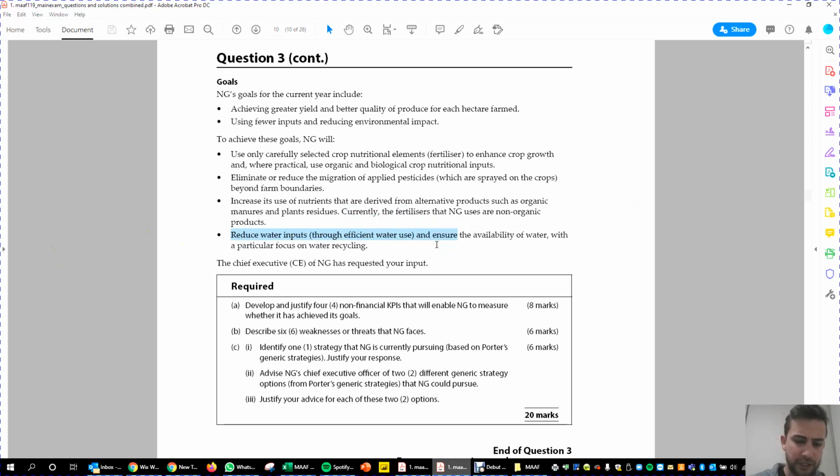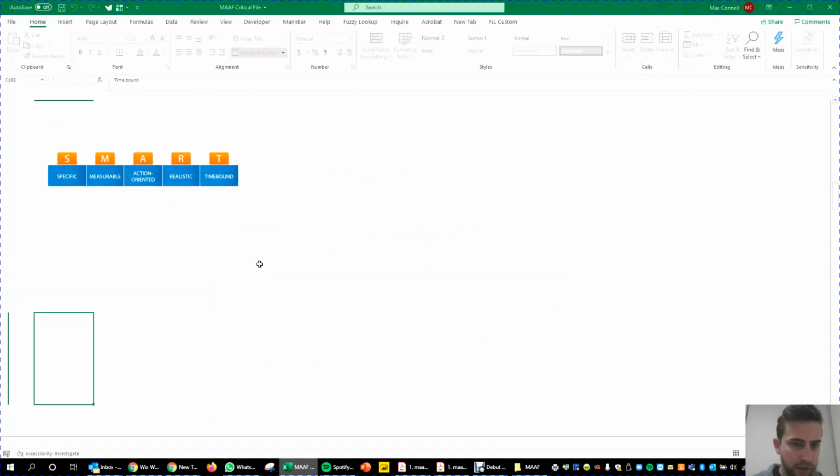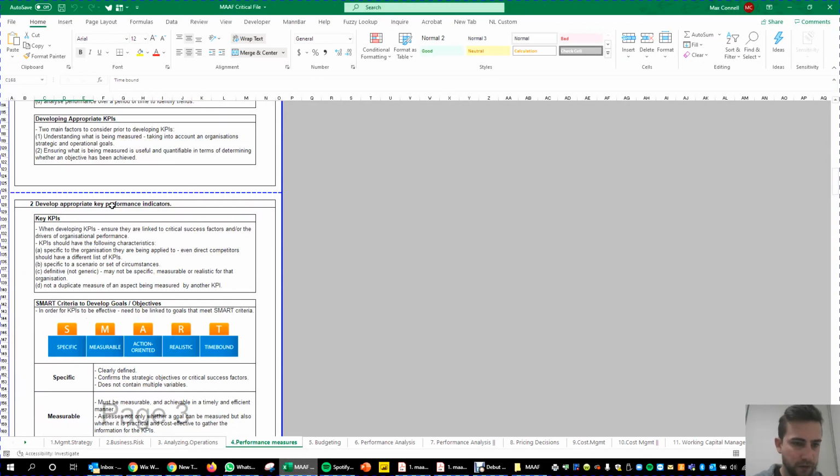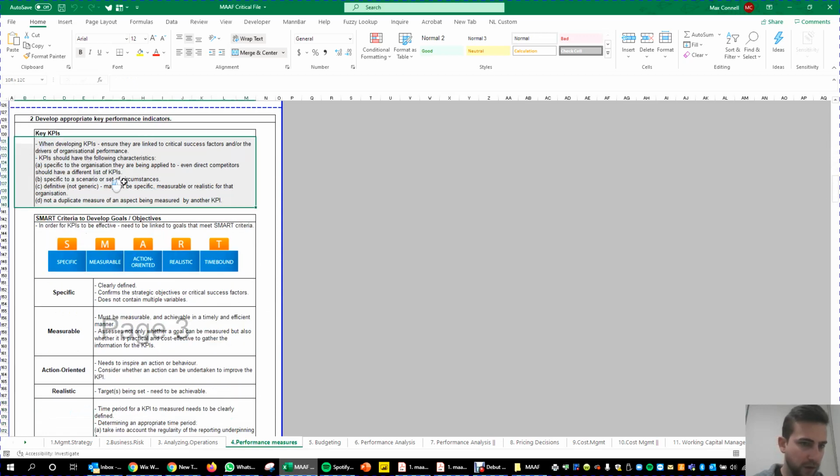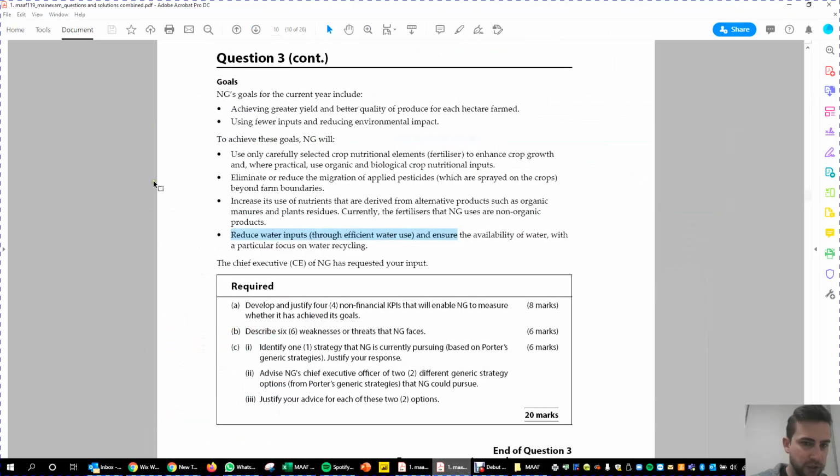So before we begin identifying our KPIs, let's just quickly look at our notes from MAAF. The most important thing when developing KPIs is the SMART rule. So they need to be specific, measurable, action-oriented, realistic, and time-bound. If you don't actually incorporate these into your answer, you won't get a mark for it, even if you've identified the right thing. So you need to be very careful in your wording, because a couple of words can mean the difference between getting a mark and not getting a mark. So we just need to make sure we're satisfying those.